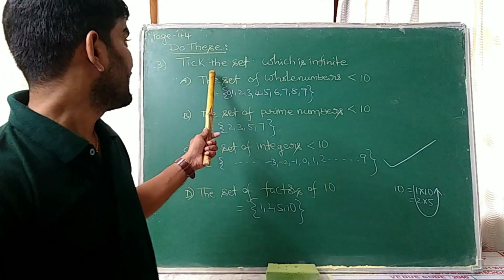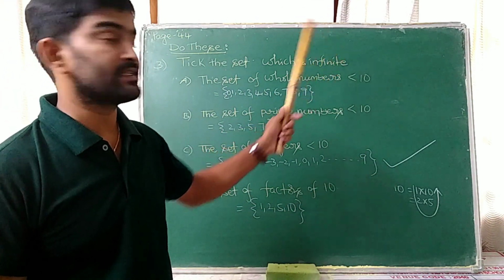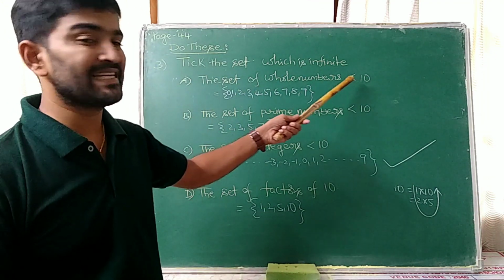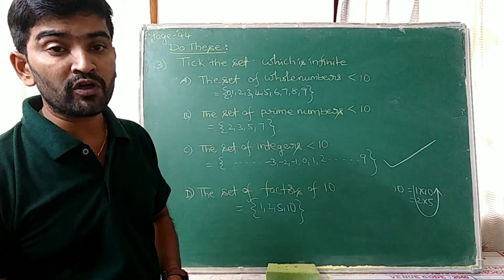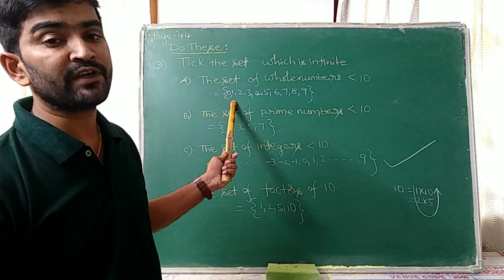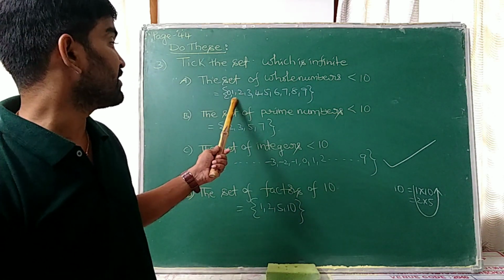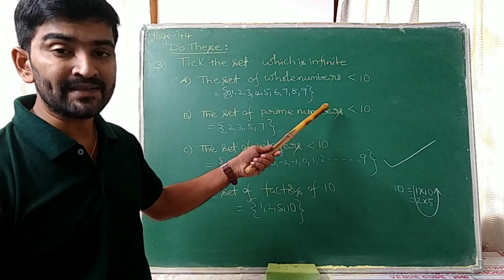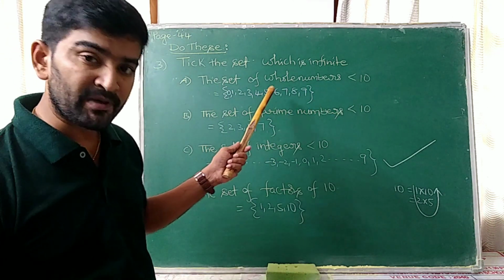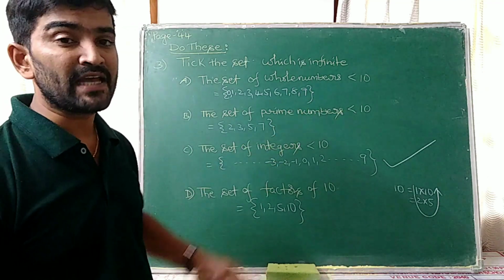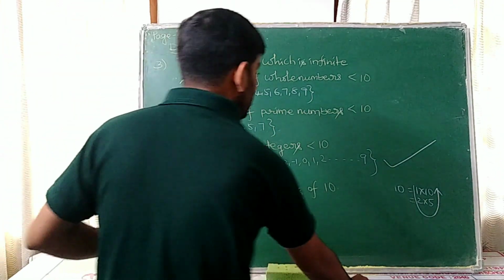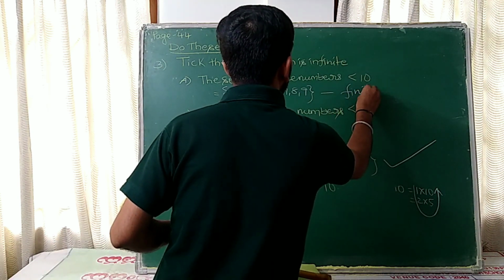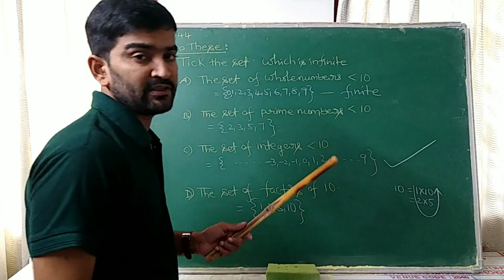Third question here: pick the set which is infinite. First, the set of whole numbers less than 10. For the set of whole numbers less than 10, we know whole numbers start from 0: 0, 1, 2, 3, up to 9. That means these are 10 numbers. That means a countable number of elements are there. So it is a finite set. We need not tick it. Why? Because we have to tick only if it is infinite.